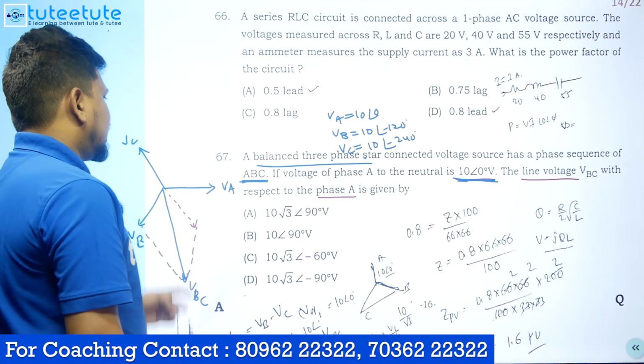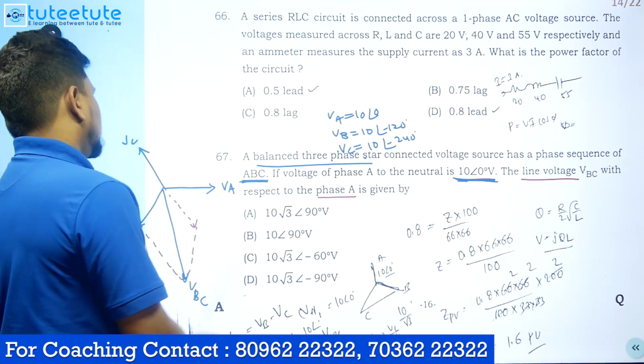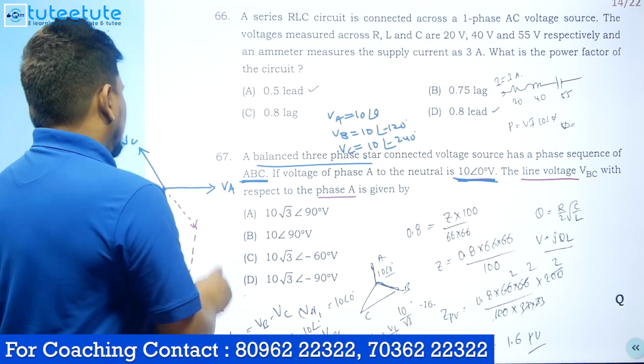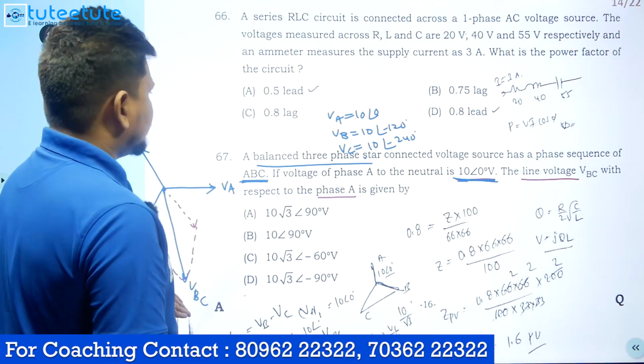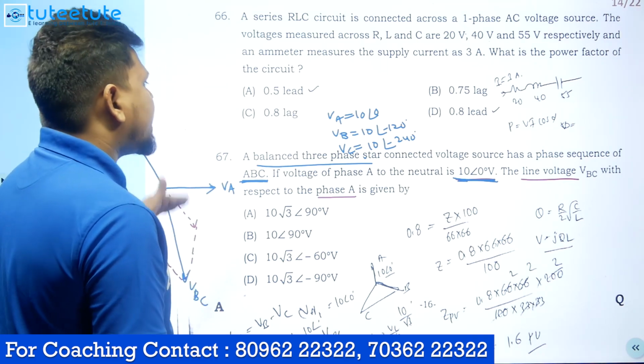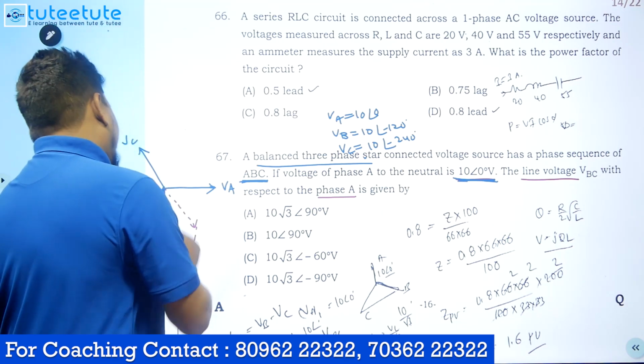Now we have to calculate the angle difference between these two. So now you see what is the angle. VA is this one. To get the VBC, how much do we have to travel? Minus 90 we have to travel. But the magnitude is not 10.